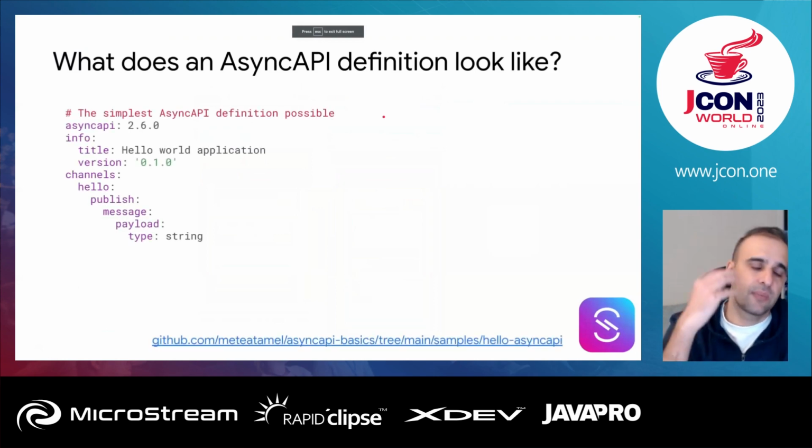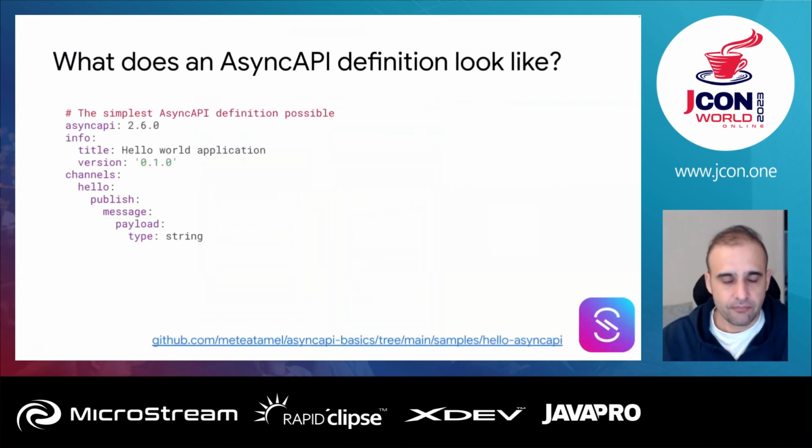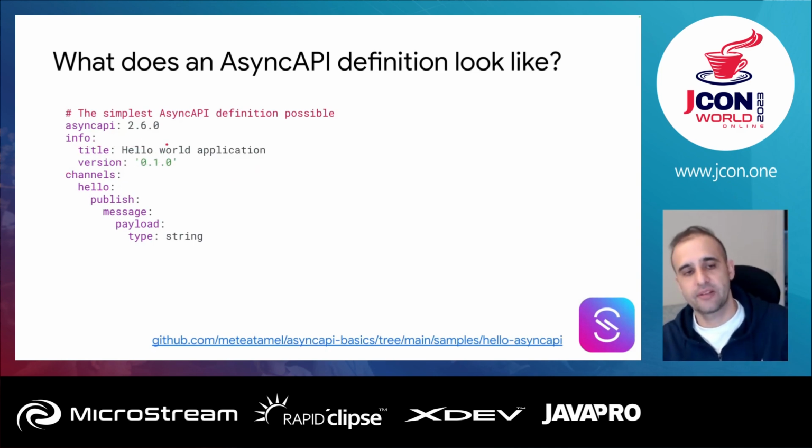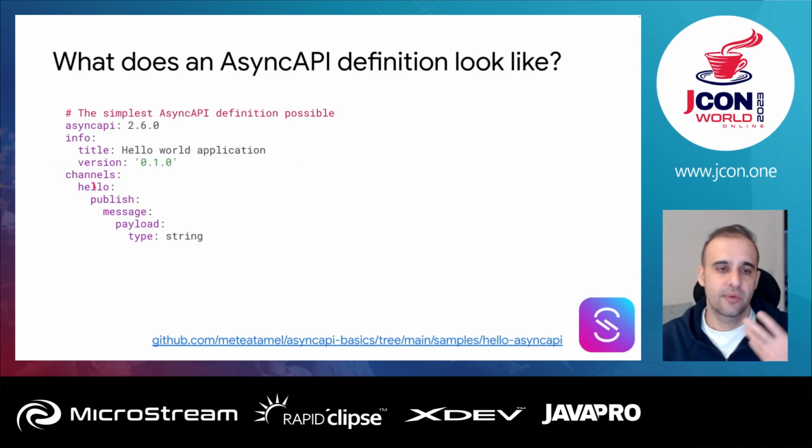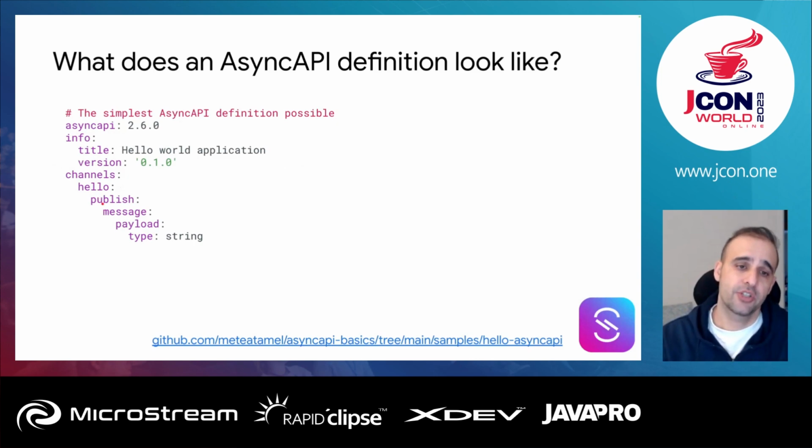Now, this is the simplest AsyncAPI definition. We define our application, the top level application we're defining. Then we define a channel, in this case just one channel. We call it hello. Then we define an operation on the channel, publish. And we also define what you can publish, a message with this payload. In this case, we're just sending a message which has just a string in it to this channel, right? So this is the simplest AsyncAPI definition you can have.